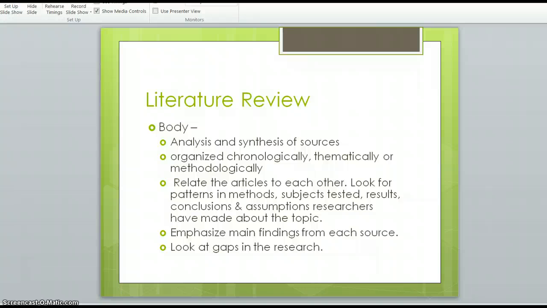As you're writing, you want to think about relating the articles to each other. You want to look for patterns that occurred across the articles. That's why sometimes that chart can be helpful, because it's easy to see where patterns are. And also begin to look for what might be missing from the research.